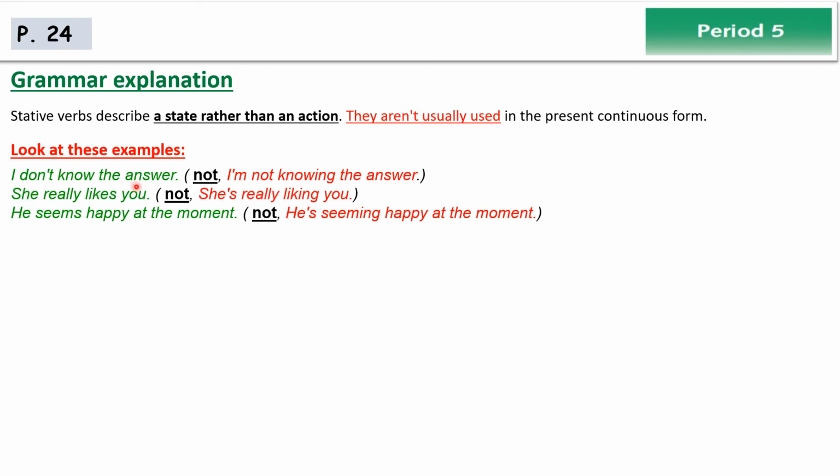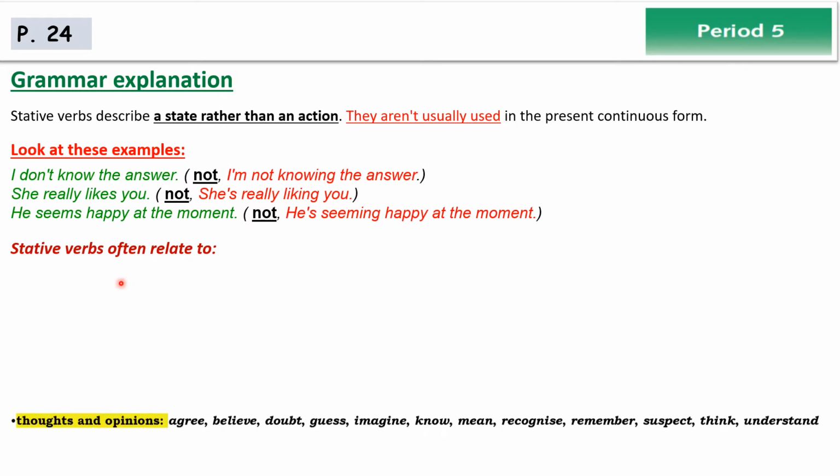I don't know the answer, not "I am not knowing the answer." We don't use the verb know in the present continuous. It always comes in the present simple. She really likes you, not "she is really liking you." He seems happy at the moment, not "he's seeming happy at the moment."